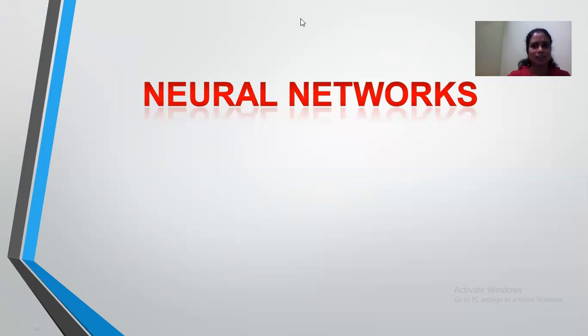So, what are you thinking about that neural network? Yes, it is making a machine to simulate how a brain is working. That is the neural network.